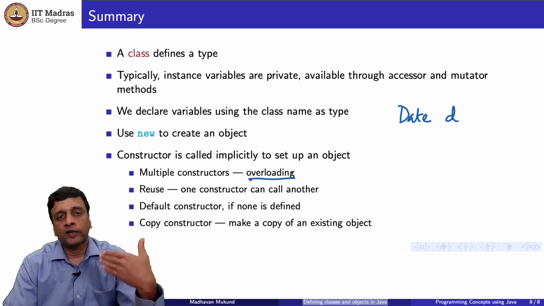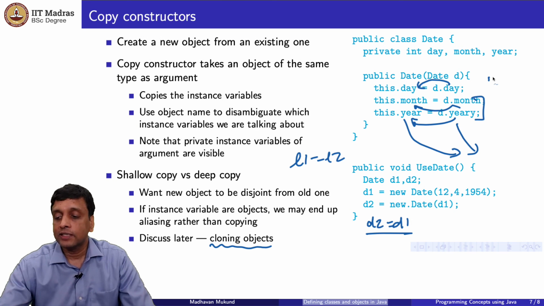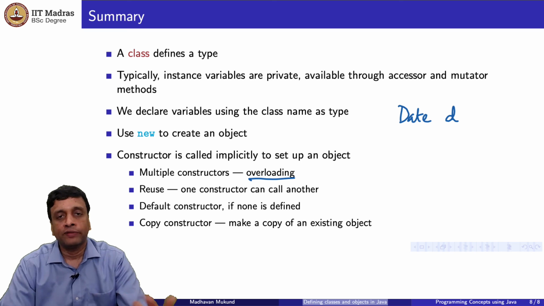One constructor can call another, so you can reuse the code and minimize the problems that happen with updates. If you don't provide a constructor, you get a default constructor which takes no arguments and sets sensible values for all the instance variables. And finally, you can use a copy constructor to make a copy of an existing object, but you have to do the copying. So in this part of the code, you have to decide how you are going to copy. This issue of shallow copying versus deep copying is in the hands of the implementer. It is not something that Java is going to guarantee for you.